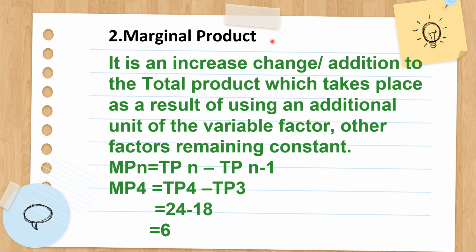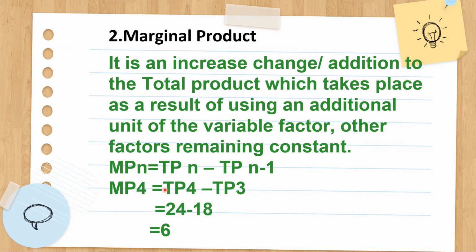The second concept is marginal product. It is defined as an increase or change or addition to the total product which takes place as a result of using another additional unit of the variable factor, other factors remaining constant. So we have a formula here, MPn = TPn - TPn-1. Maybe MP at the 4th unit is equal to TP at the 4th unit of the variable factor minus total product at the 3rd unit of the variable factor.